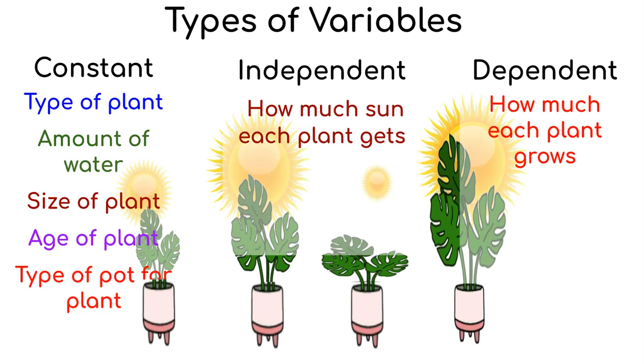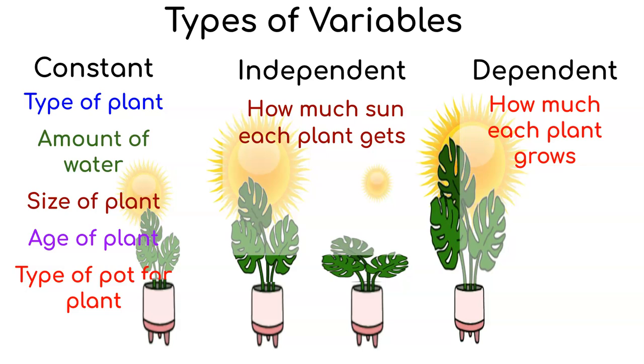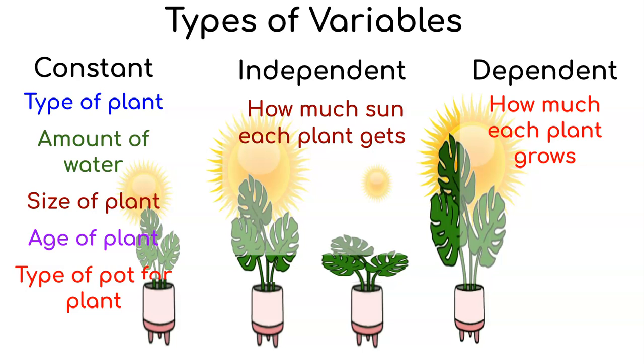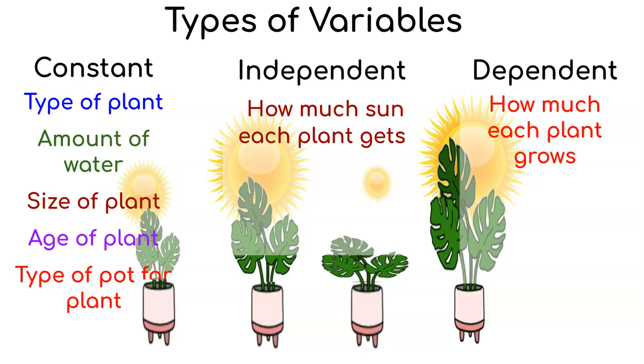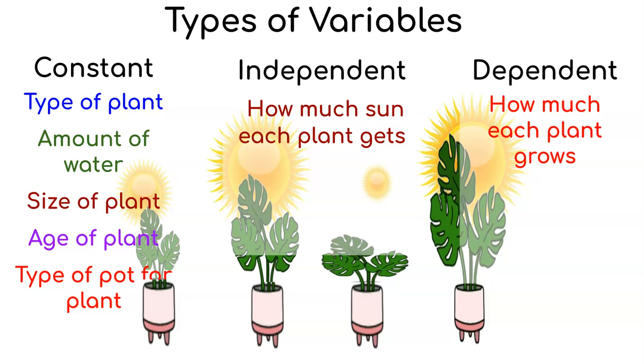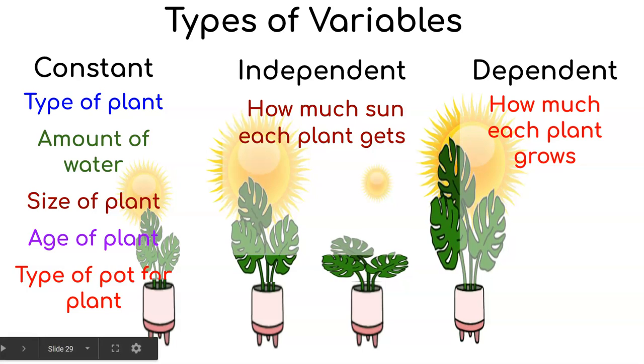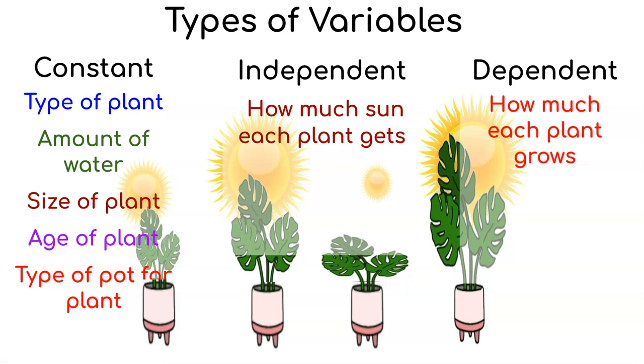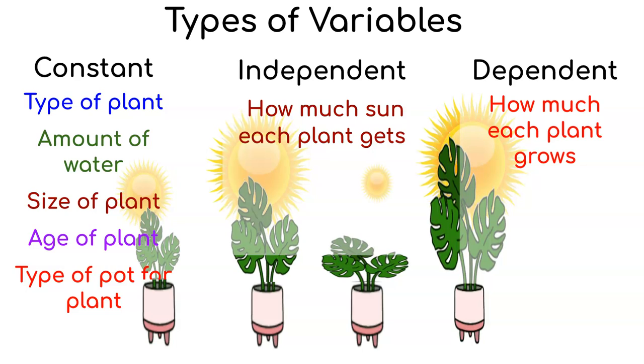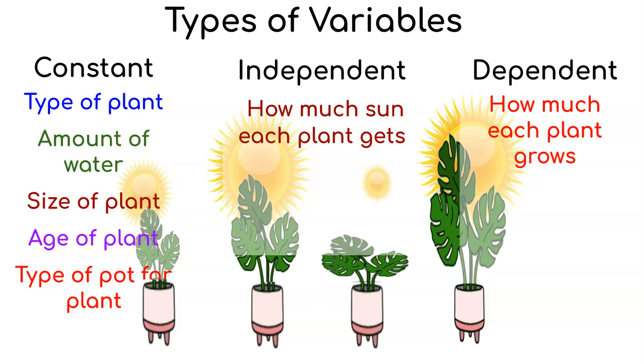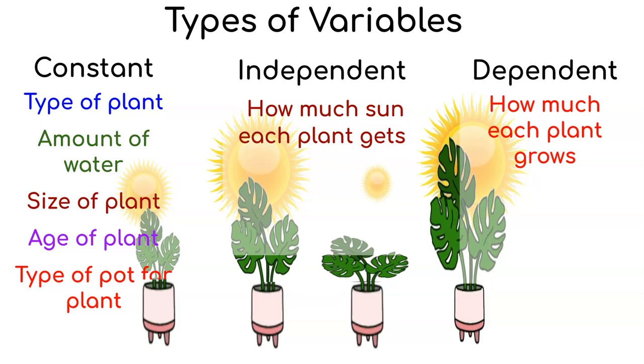The types of variables again. The constant variable in this experiment is a type of plant. They're all the same. The amount of water, they all get the same amount of water. The size of the plant, they start out all the same size. The age of the plant, they start out all the same age. And the type of pot for the plant, they're all put in the same type of pot. The independent variable, that's what is changed by the scientist, is how much sun each plant gets. The dependent variable is how much each plant grows. Again, the dependent variable depends on the independent variable.